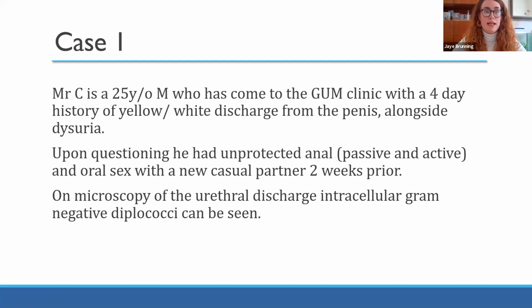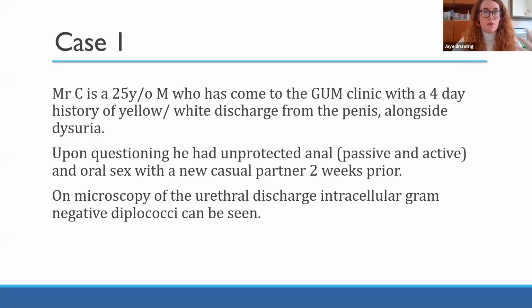And first of all is case number 1, and it's about Mr. C, who is a 25-year-old male who has come to the GUM clinic with a 4-day history of yellow-white discharge from the penis alongside dysuria, so pain on urinating. When you question him a bit further, he comments that he had unprotected anal sex, both passive and active, so giving and receiving in colloquial terms, and oral sex with a new casual partner 2 weeks ago. On microscopy of the urethral discharge, you notice that he's got intracellular gram-negative diplococci that can be seen.